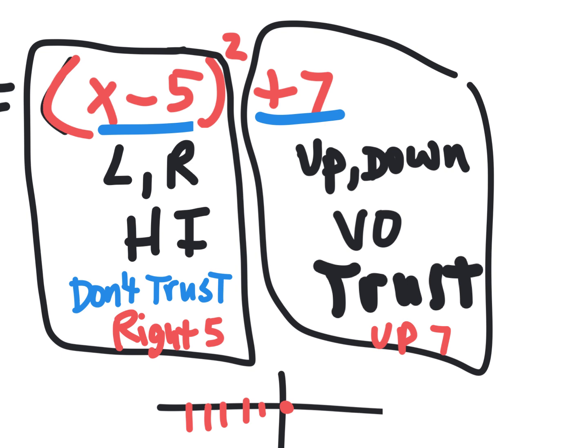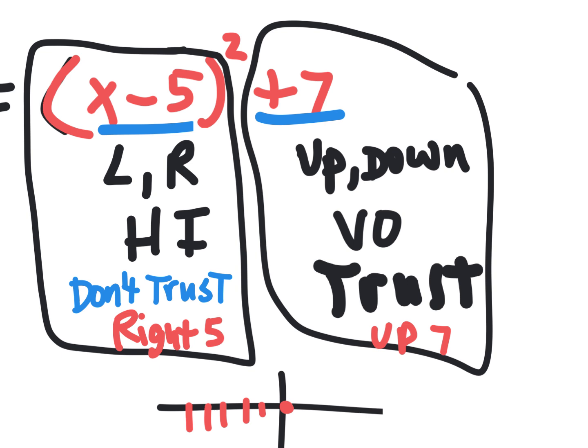Yes? Is it only left 5, or is it only right 5 because it has the exponent? Okay, the question was, is it only left 5 or right 5, which in this case it's right 5. I think what you're trying to say is, is it doing the opposite of what you would think because of the exponent? And yes.